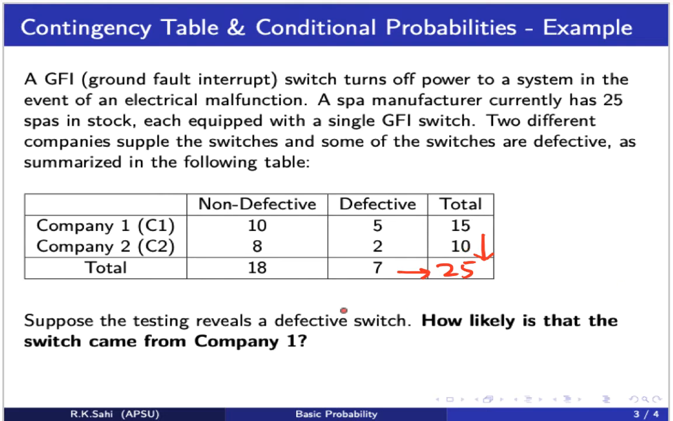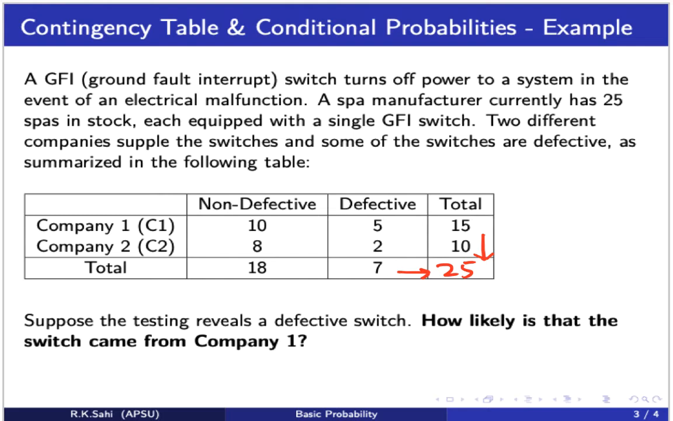So let's read the question here. It says, suppose the testing reveals a defective switch. Now, how likely is it that the switch came from company 1? Okay, so the question is, we already have a defective switch. Suppose it was defective. Now, how likely is it that it came from company 1?